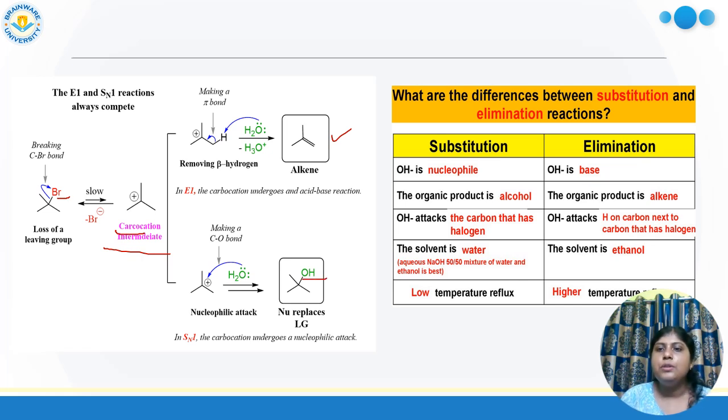Now, what are the differences between substitution and elimination reactions? In case of a substitution reaction, OH minus is a nucleophile. In case of an elimination reaction, OH minus is a base. And the second point is the organic product is an alcohol in case of substitution. Here the alcohol is formed. This is a substitution reaction. And in case of an elimination reaction, the alkene is the product. In case of a substitution reaction, OH minus attacks the carbon that has the halogen. But in case of an elimination reaction, the base attacks the beta hydrogen.